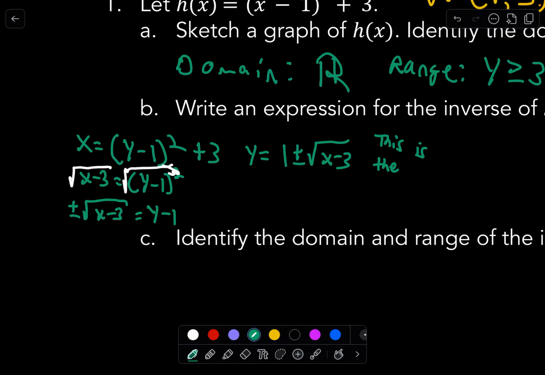We went through the steps. Inverse of f of x. So we would just change y to be f to the negative 1, because that's the official notation for the inverse of f. And we write it like this.